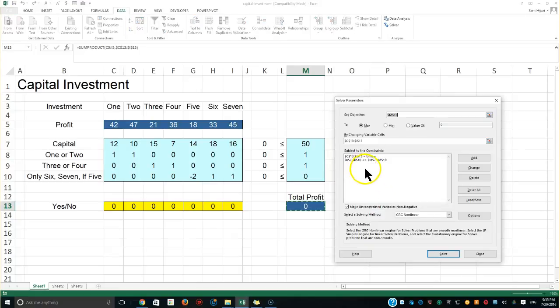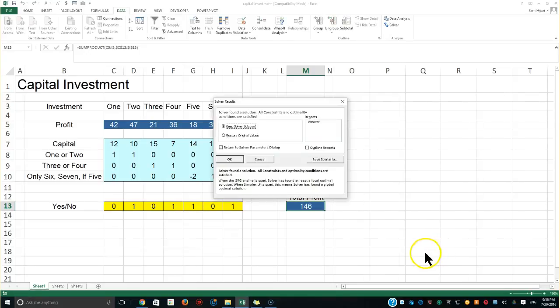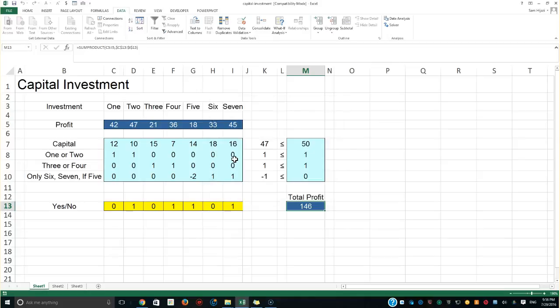And notice I'm going to choose Simplex LP, and make unconstrained variables non-negative, just in case we end up getting -1 for this one here. So I'm going to go ahead and solve it, and let's see what we're going to get. Absolutely great, because now I'm going to accept this. So I'm going to say, okay, leave me with the answer.